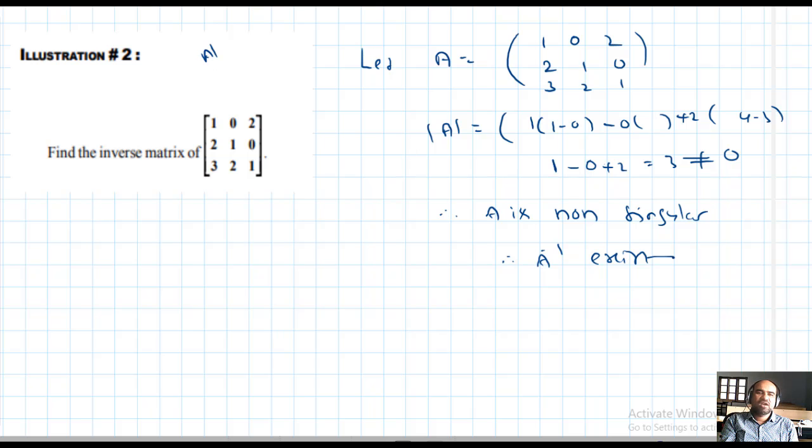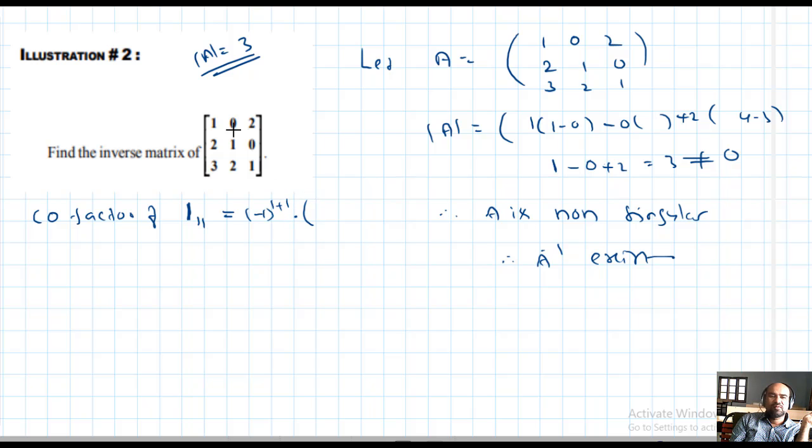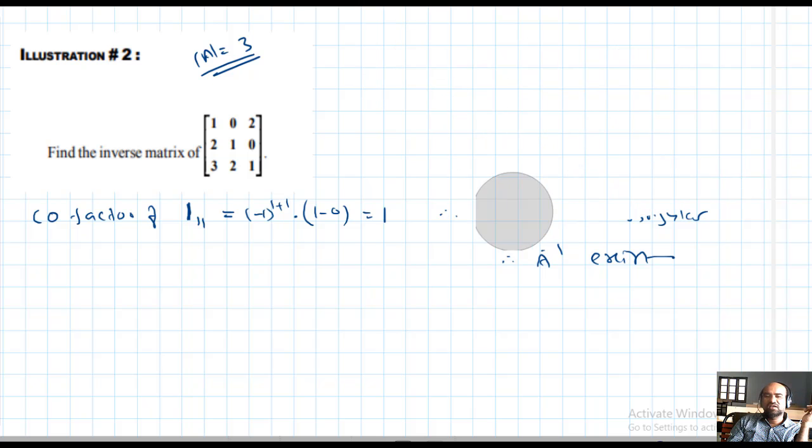Now you want to find A inverse. So what I got? Det A equal to 3. This is also useful, no? Leave it. So now you can find. How can you find? You need to find the adjoint matrix. Adjoint matrix means first of all you need to find the cofactor matrix. After that its transpose gives the adjoint matrix. Okay? So cofactor of element 1 1, that is equal to minus 1 power 1 plus 1 into 1 minus 0, that is equal to 1 only. So I want to erase this portion, and I already explained everything.